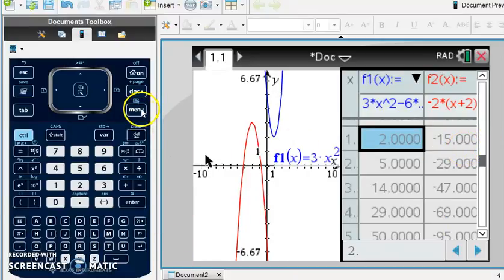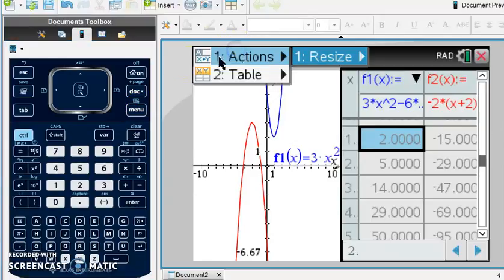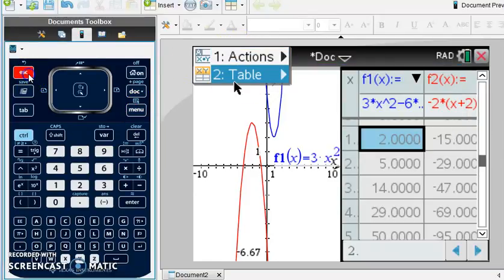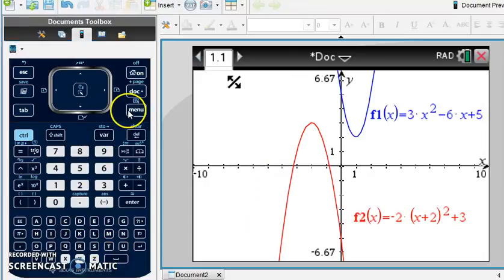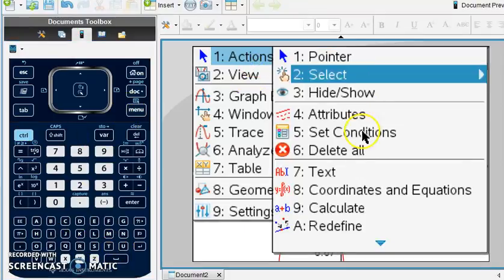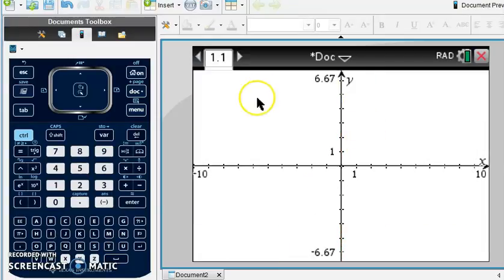And as always, to clear everything out, Menu 1, I'm in the table function. So actually the best thing to do is get rid of the table first. Let's do that. Then Menu 1, delete all. So Control T brings up the table and Control T removes the table.